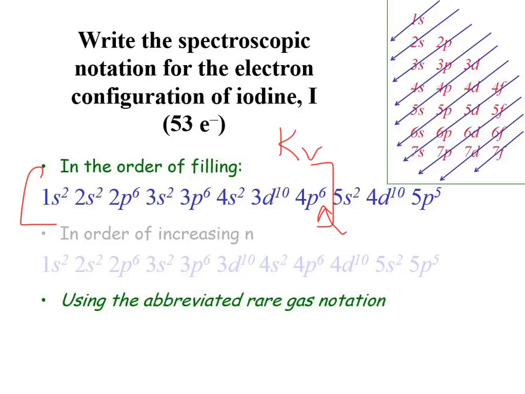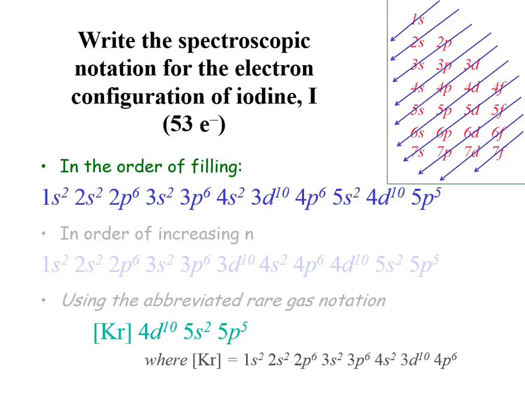Okay, so that's to say the abbreviated rare gas notation would simply say Kr, and then what I would do is Kr 5s2 4d10 5p5. That's what I would do. Notice the difference down here is they're just unscrambled. So I probably would write Kr 5s2 4d10 5p5. Makes the most sense to me. It's the same thing. So much better.